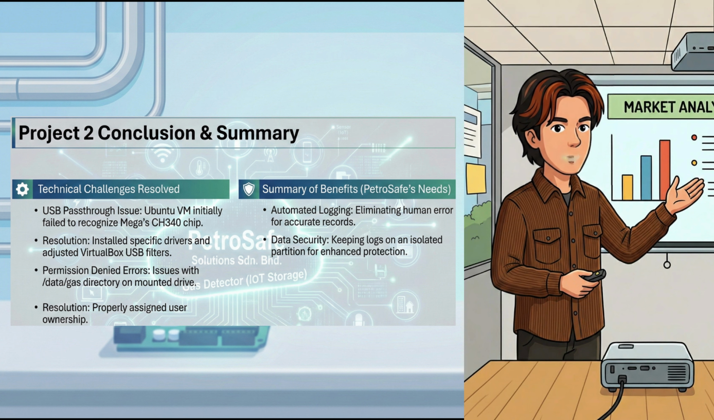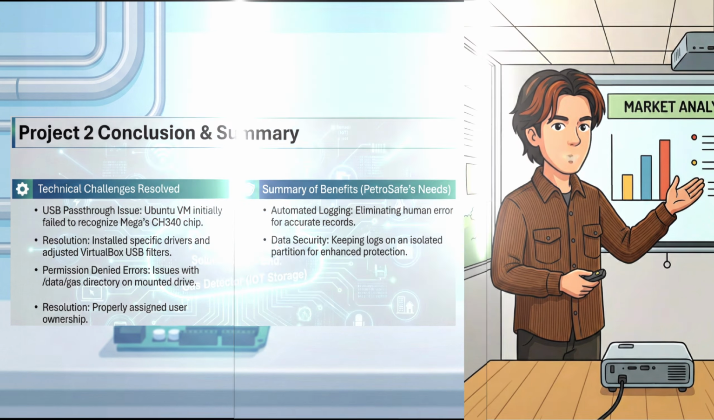In conclusion, we faced a few technical challenges during configuration. The main issue was USB pass-through. The Ubuntu VM initially failed to recognize the CH340 chip on the Mega. We resolved this by installing specific drivers and adjusting the VirtualBox USB filters. We also had to troubleshoot permission denied errors on the mounted drive, which we solved by properly assigning user ownership to the data/gas directory. Summary of benefits: the system successfully meets PetroSafe's needs by providing automatic logging, eliminating human error, and ensuring data security by keeping logs on a dedicated partition.